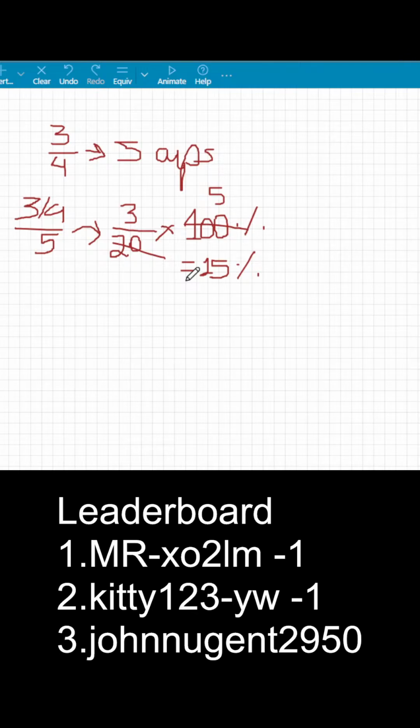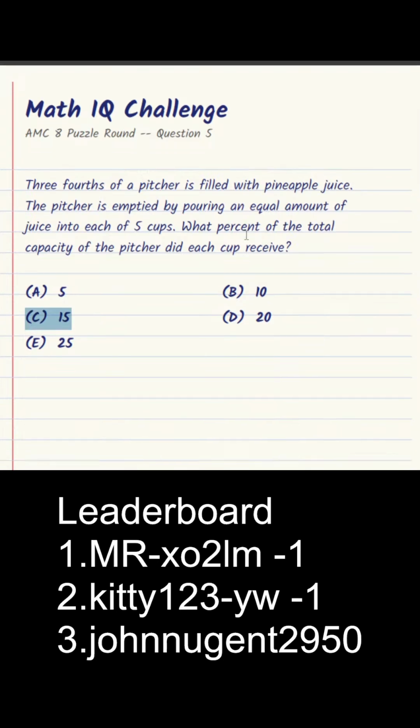Yeah, 3 by 4, and then you can also convert 3 by 4 to percentage first by writing it as 75% and then divide by 5, whichever way is easier. So 75 by 5, that will be 15. So 15 will be the final answer, 15%. So now let us go to the next question.